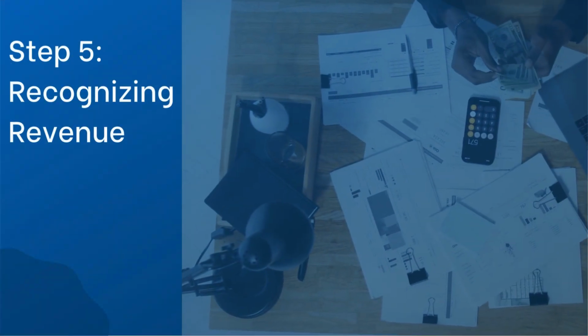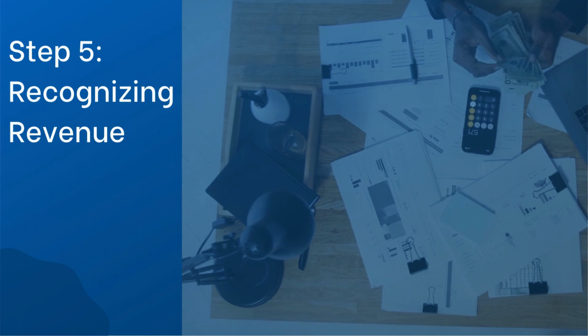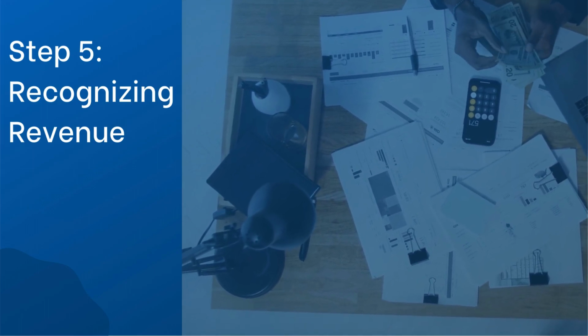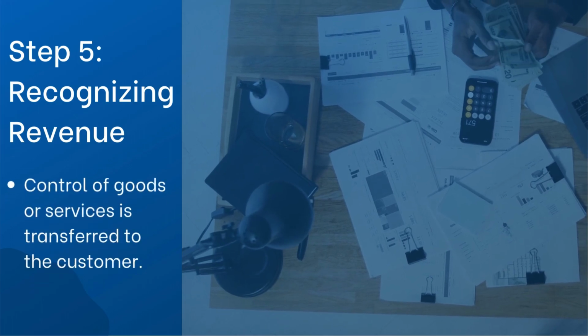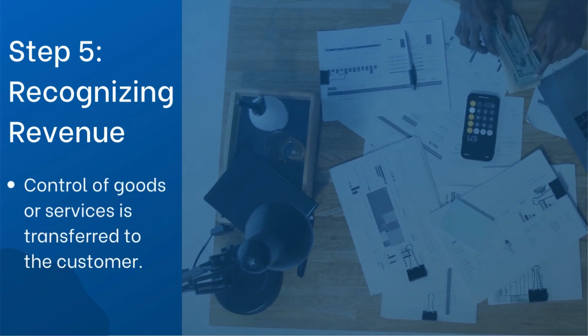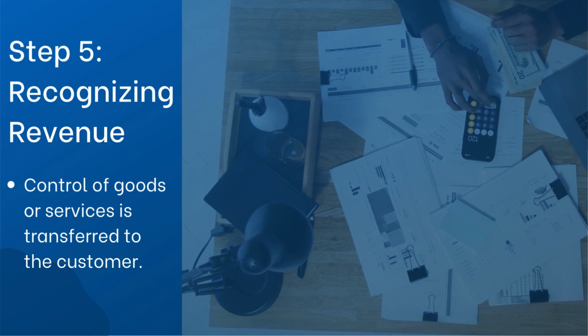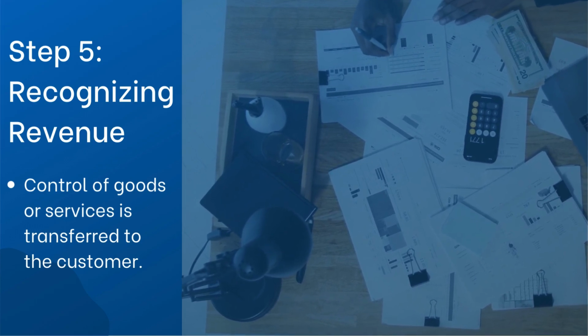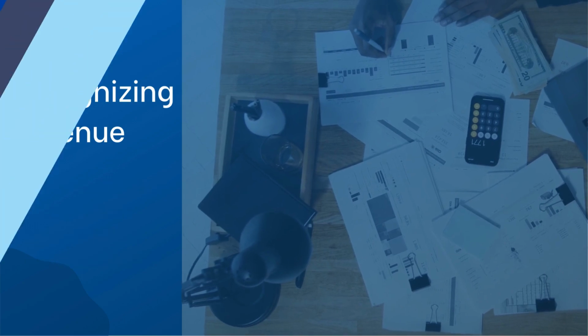Step 5. Recognizing revenue. This is the grand finale where the fruits of the contract are harvested. Revenue is recognized when control of goods or services is transferred to the customer. Whether it happens gradually over time or at a specific moment, recognizing revenue signifies the successful completion of a contract.